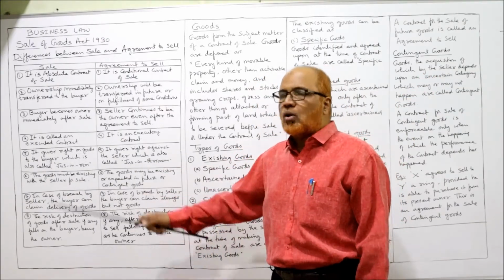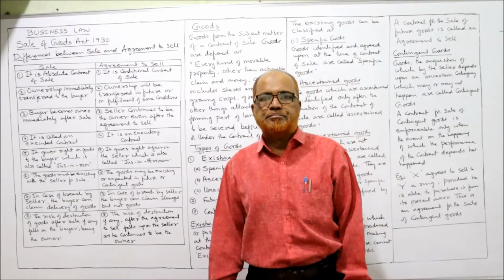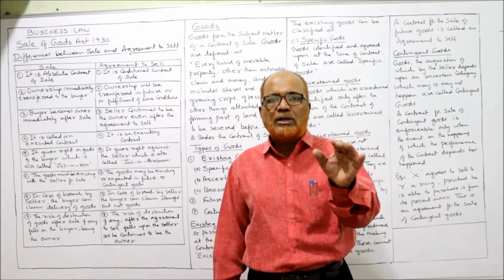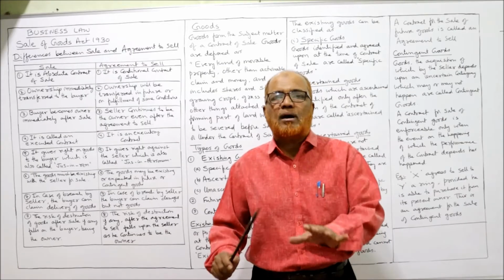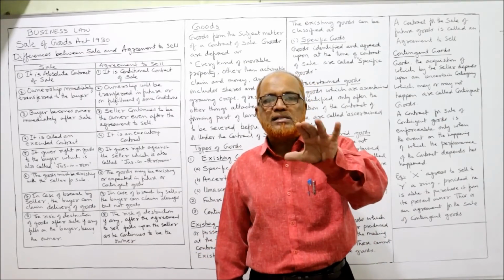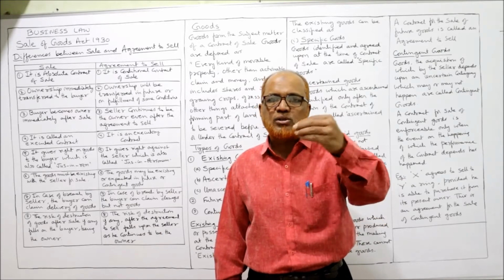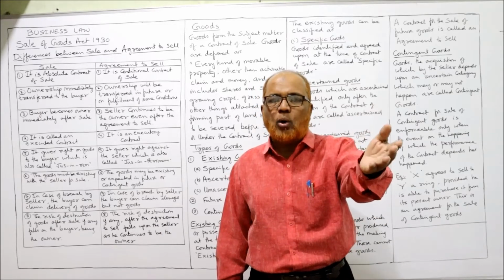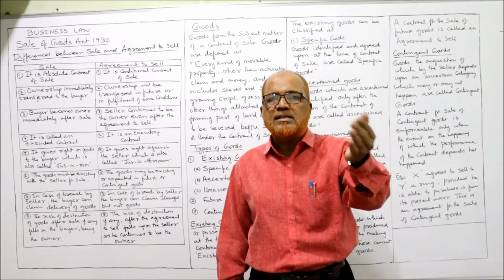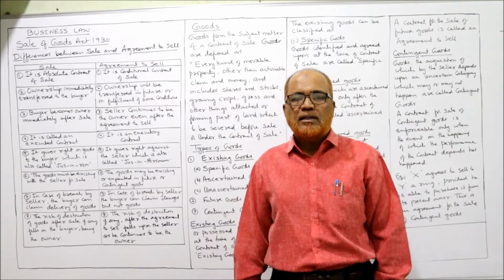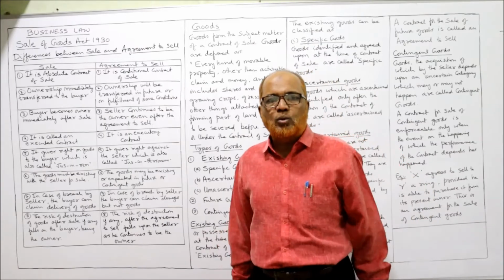Next one, it is called an executed contract. Contract of sale is an executed contract. Executed means completed. Both the parties have completed their obligations. The seller has transferred the property and the ownership, and the buyer has paid the price. That means the contract is executed.